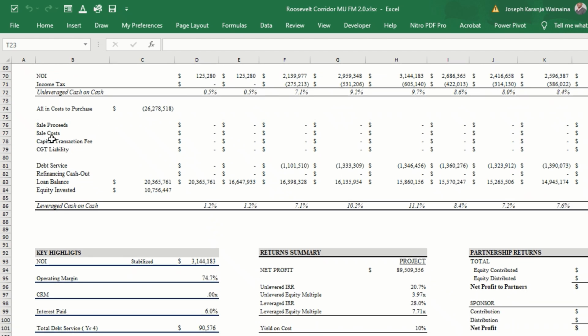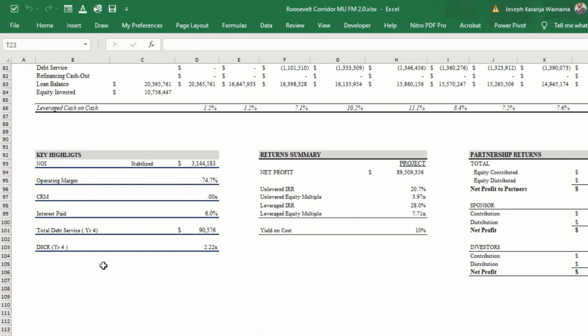So here we do have the terminal cash flows indicated, the sales proceeds based on a cap rate, the sales cost. We also have now below the debt financing component here, or the refinancing cash out that you expect to receive upon refinancing at the exit. We also have the balances for the debt as well as for the equity that has been invested from time zero. So here below we do have the leveraged cash on cash, the bottom here.